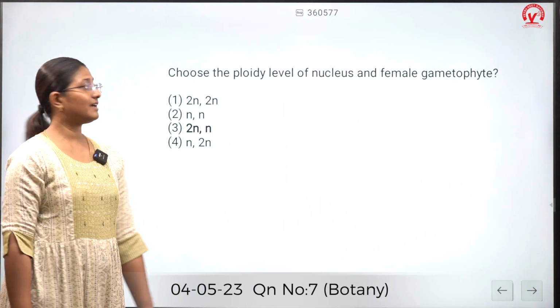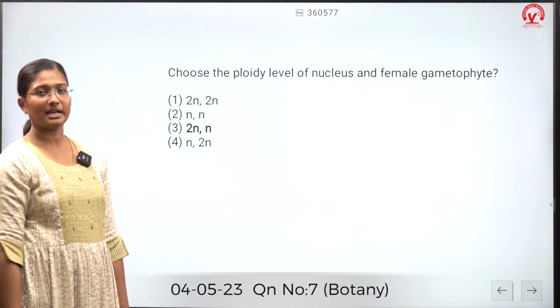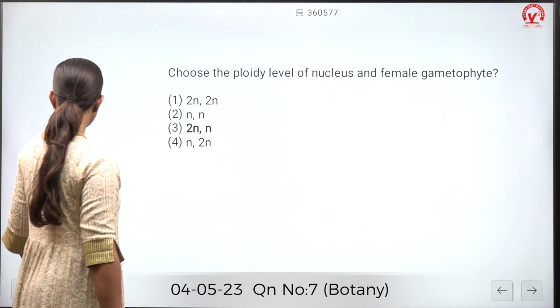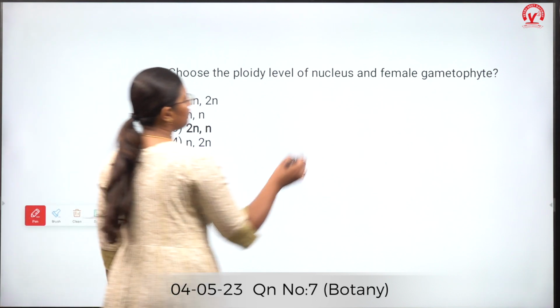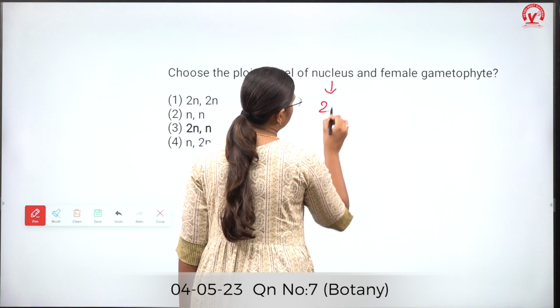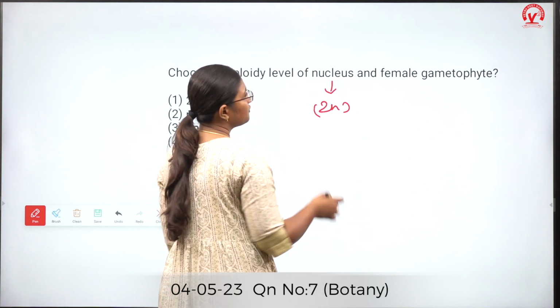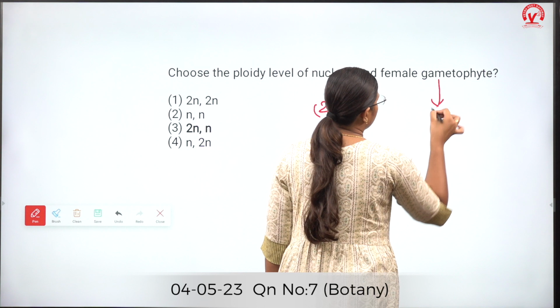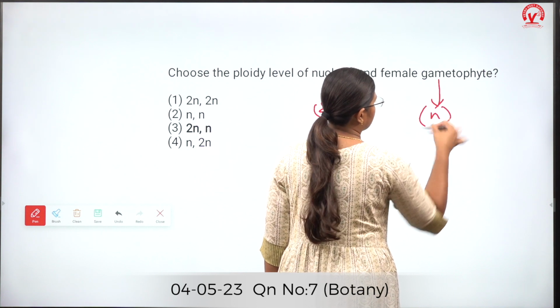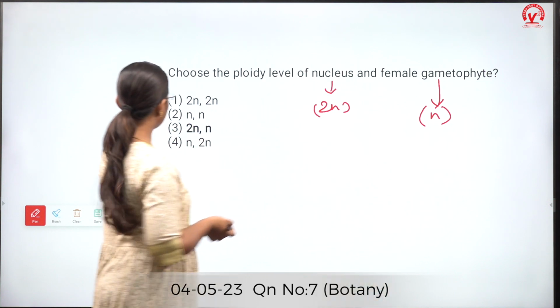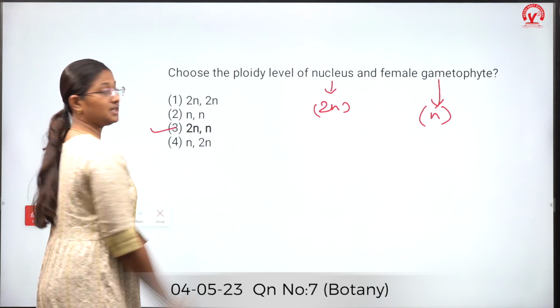Choose the ploidy level of nucleus and female gametophyte. Here the nucleus comes under sporophyte and they are diploid. And coming to the female gametophyte, they are haploid. So the correct answer would be option 3.